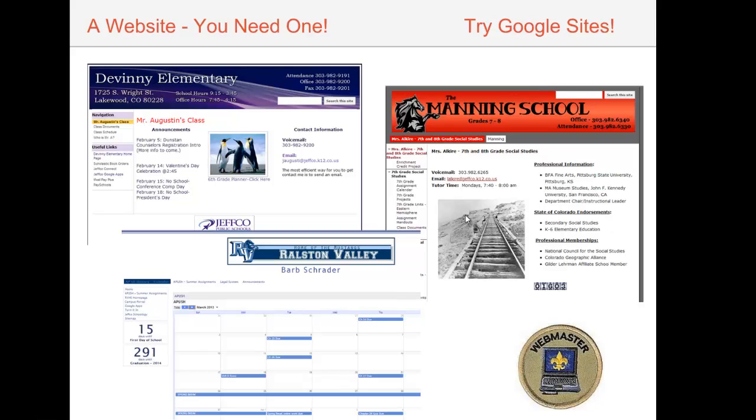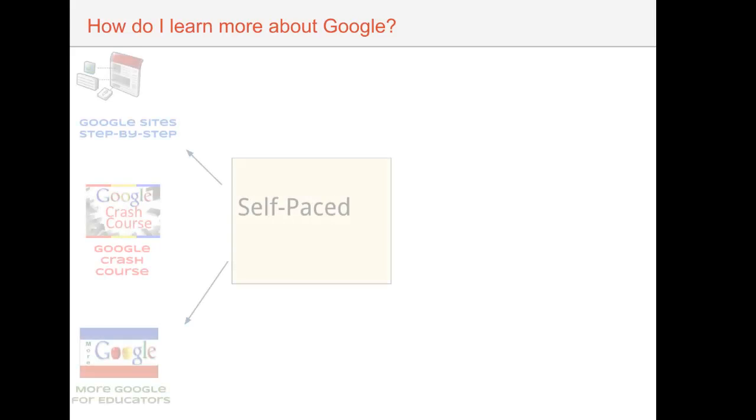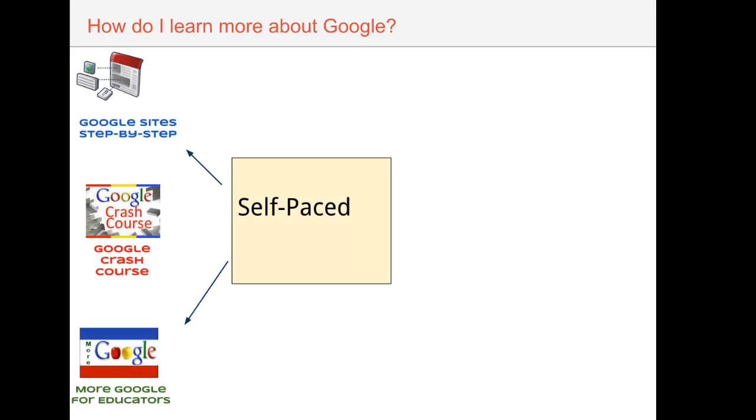So Google Sites is a very user-friendly tool. Of course, everything's user-friendly once you know how to use it, but if you need some additional help in getting started, your teacher librarian is a great resource. And then we have our Google Sites step-by-step class, which leads us into learning more about Google. All of these 3 options along the left are self-paced classes. They're free. You enroll yourself and you work through the content at your own pace.